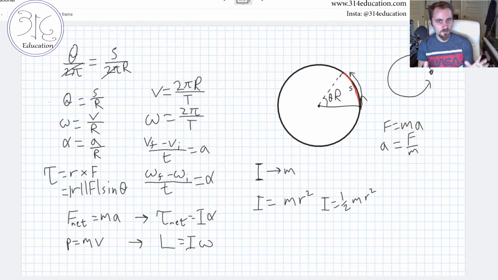So if we have two objects of equal mass and equal radius, but one of them is, say, like a hoop, with its mass all pulled out to the side, and the other one is just a uniform disk, we expect the hoop to have a higher moment of inertia. Without having to do any calculations, we can just assume that's going to be a greater value because the mass is generally further away from our axis of rotation.